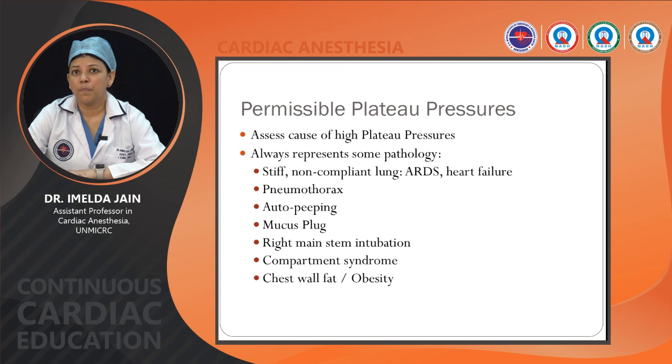Whenever the plateau pressures are high, some of the pathologies should be ruled out. For example, number 1 should be the stiff non-compliant lung, that is the ARDS. Second is heart failure. Third is pneumothorax. Fourth is auto-PEEP when it is generated in the patients. Fifth, mucus plug. Sixth, endobronchial intubation, that is right main stem intubation. Seventh, compartment syndrome, and in patients with chest wall fat and obesity.